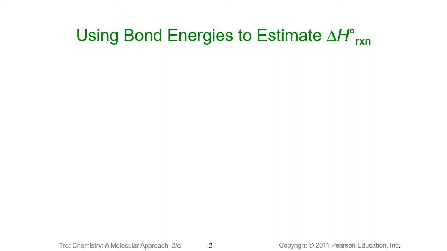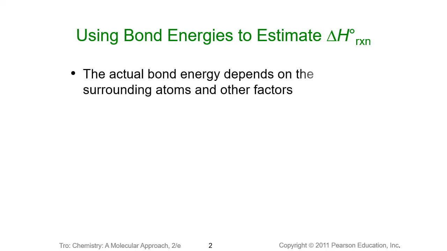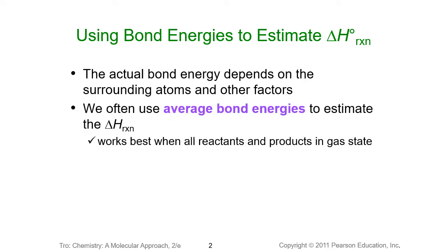Now that we've drawn Lewis structures, we can use them to help us determine the enthalpy of our reaction. We can do this using bond energies. The actual bond energies do depend on the atoms that surround them and other factors, but we can make estimates. So we often use the average bond energies to estimate the change in enthalpy of our reaction. This works best and gets us closest to the actual enthalpies when all our reactants and products are in the gas state.